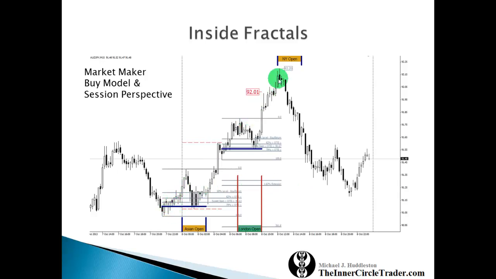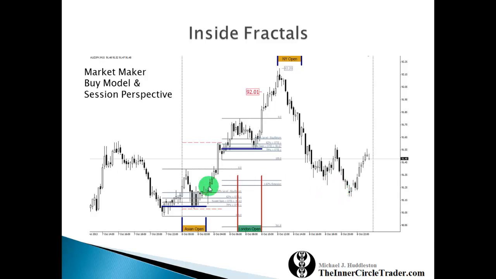This low to this high down to here is a market maker sell profile. And yet it's still a buy. Remember what I was talking about? There is that second stage of either reaccumulation or redistribution. That's always going to be the sticking point if you do not have a higher time frame perspective in mind.